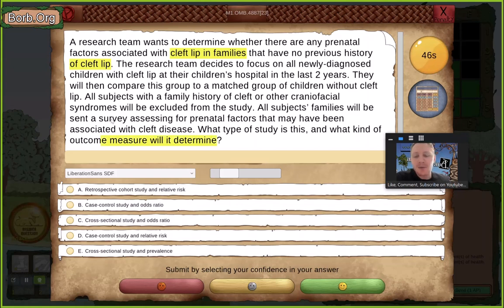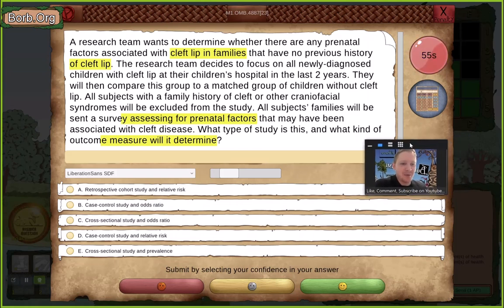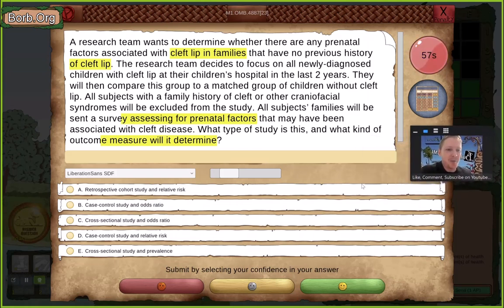So we have a survey assessing the prenatal factors, which are risk factors. So I'll just let you think out loud before I talk about it. But what are you thinking about? I haven't studied statistics yet, so I don't know the answer to this. Okay, so I'm going to lay down some facts, and then we'll talk about the question before I give out what I think is the answer or anything like that.